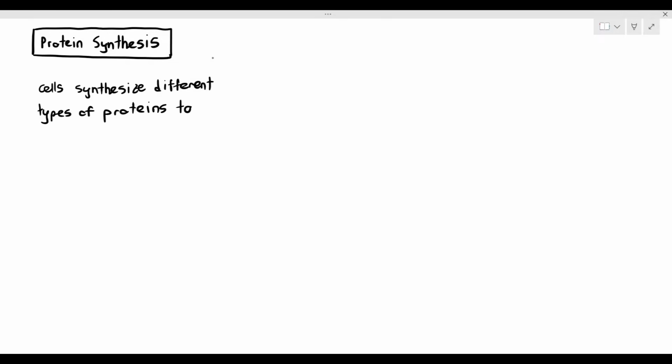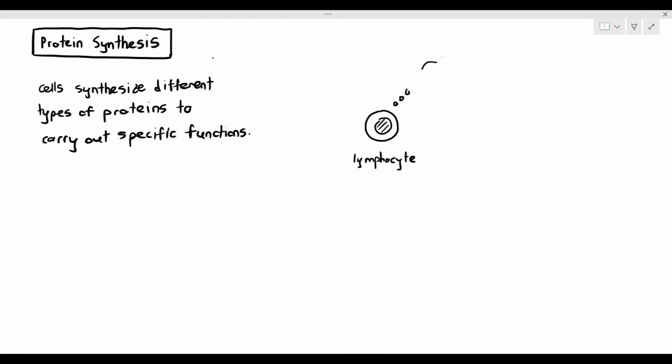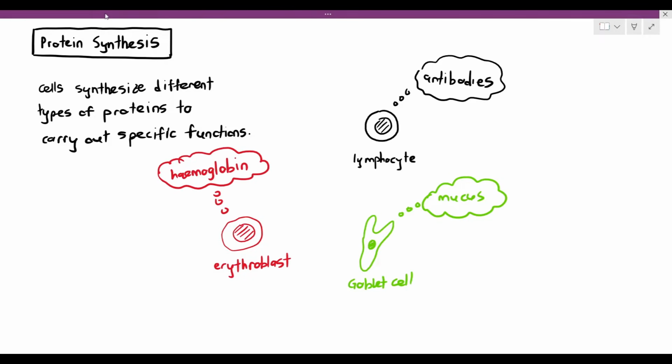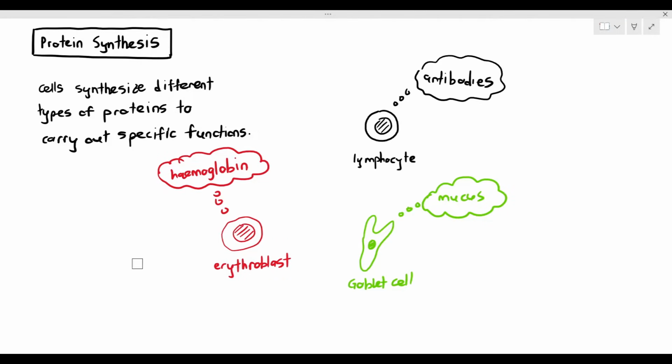For example, B lymphocytes will produce certain proteins known as antibodies to protect our bodies from infections. Goblet cells in our intestinal lining and also our tracheal lining will produce mucus, which is a particular protein that is needed to trap dust and pathogens in our airway or also our intestines. Erythroblasts, don't have to memorize this one though. Erythroblasts, which are the cells before they become red blood cells, will have to produce proteins known as hemoglobins needed to carry oxygens when they become mature red blood cells.